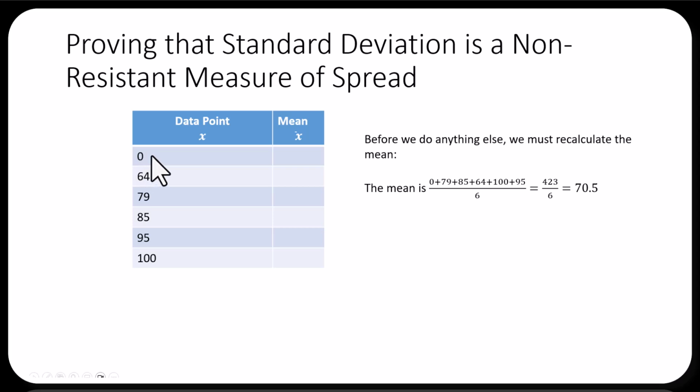So let's pretend that there were 6 tests or grades in general, and that one of them was a 0. Before we do anything else to calculate the standard deviation, we have to recalculate the mean, because as soon as we change our data set, we change our average. The sum of all the numbers is the same since we're adding a 0. However, now we're dividing by 6 because we have 6 data points instead of 5. So our new mean is 70.5.